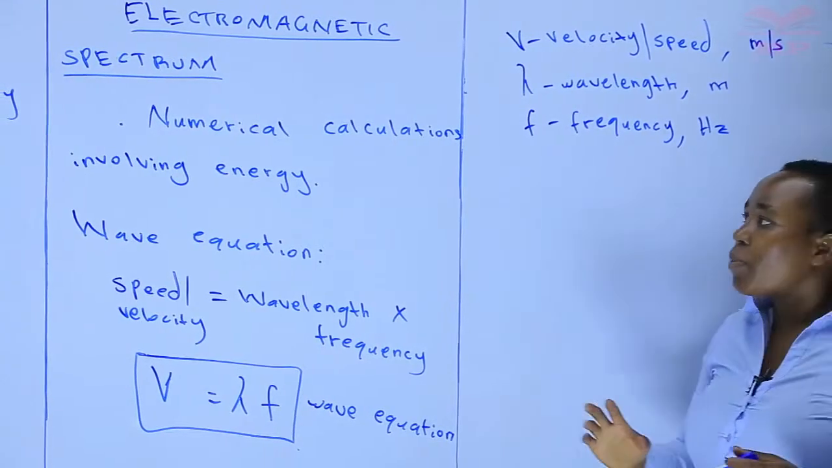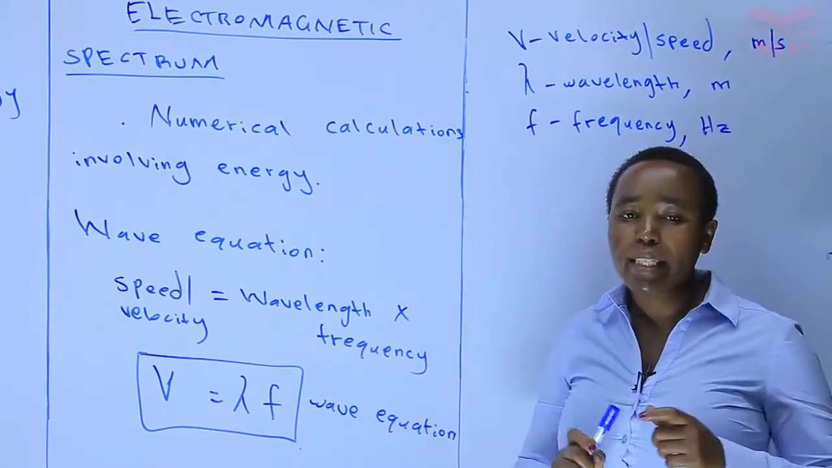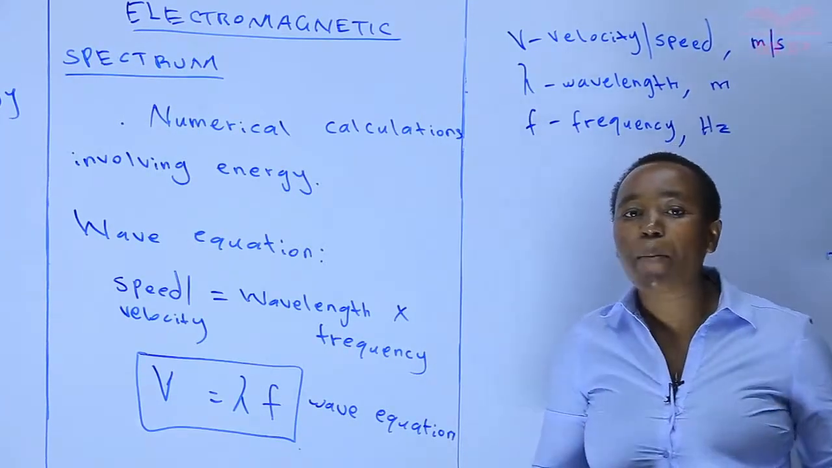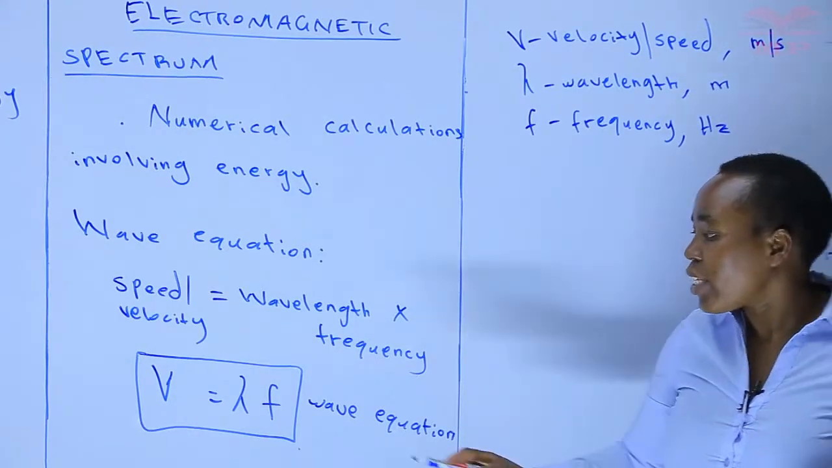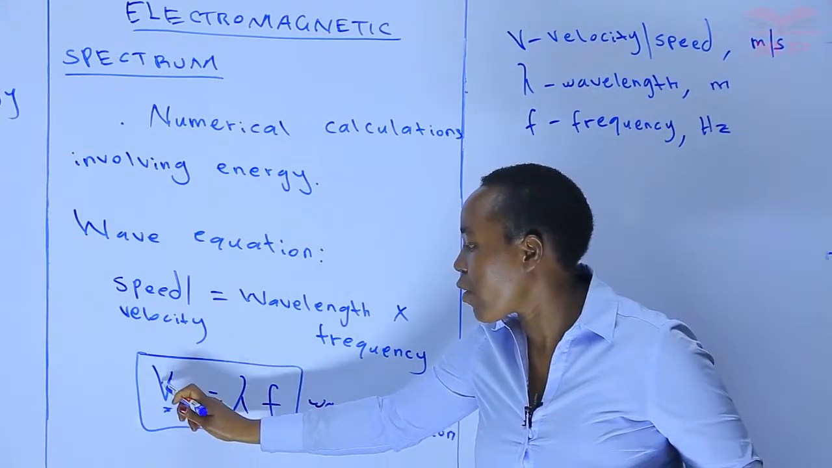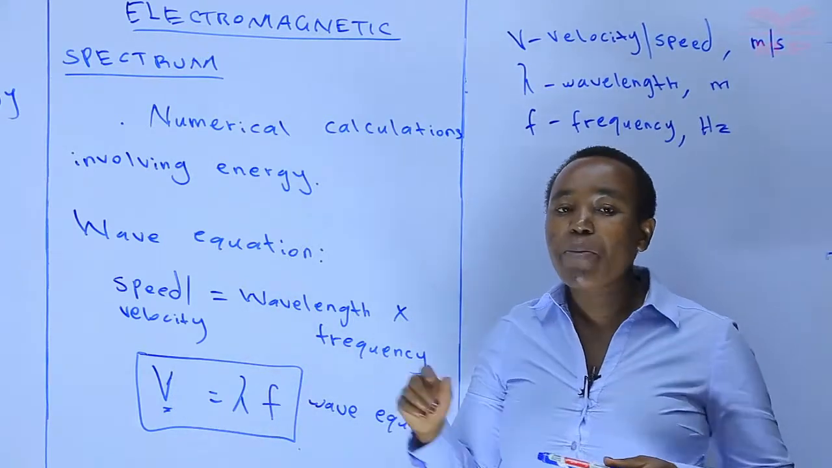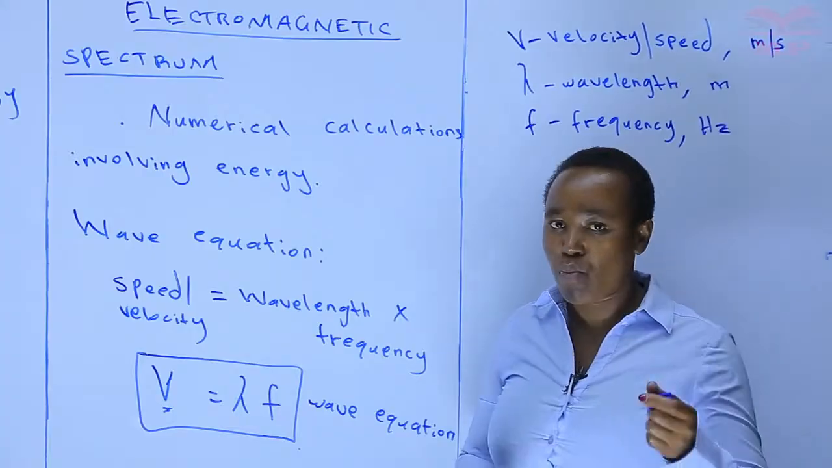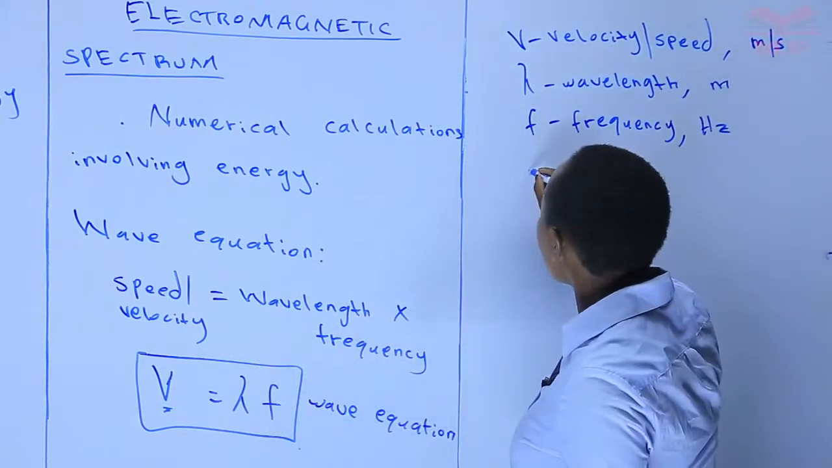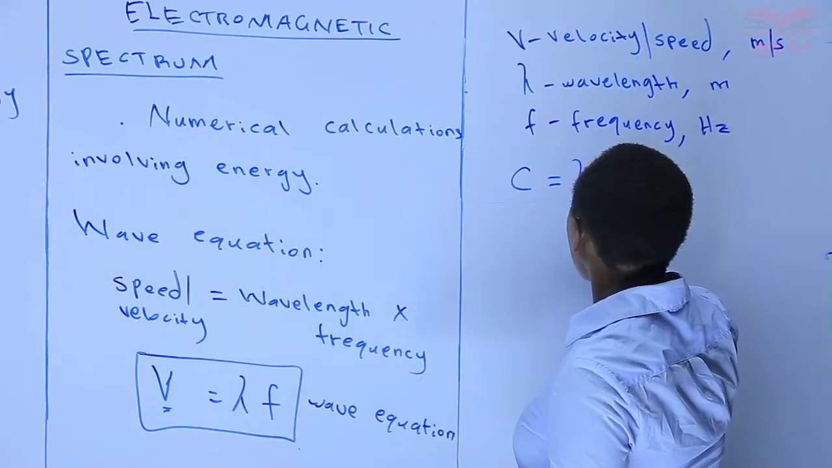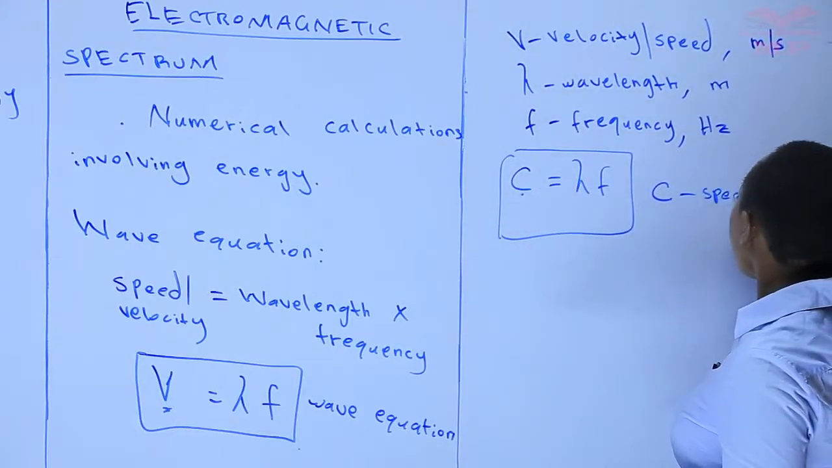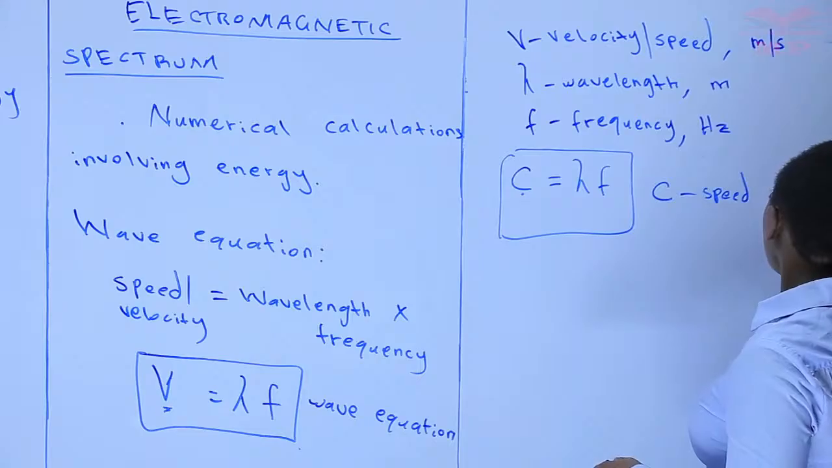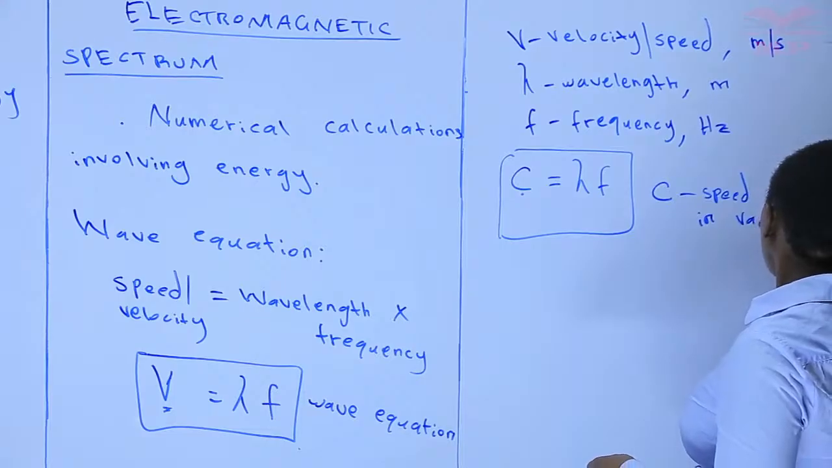As we'll be talking about electromagnetic waves, one of the other properties of EM waves is that they travel with the speed of light. So we can now use C instead of V. Letter C represents the speed of light in a vacuum. So we have C equal to wavelength multiplied by frequency, where C is the speed of light in vacuum.